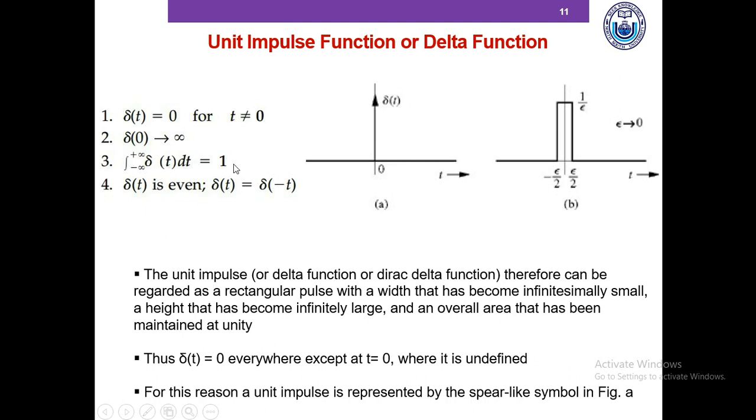That's why from minus infinity to plus infinity, if you compute the area under the curve of the delta function, you get 1. The definition of delta function is that it's equal to 0 for t not equal to 0, and it tends to infinity at δ of 0. Also note that δ(t) is an even function, so if you flip it or perform time reversal with respect to the y-axis, the signal remains the same. Since δ(t) is 0 everywhere except for t equal to 0, where it becomes infinity, it is represented by the spear-like symbol shown in figure A.